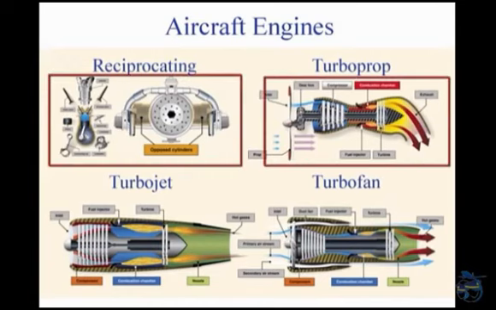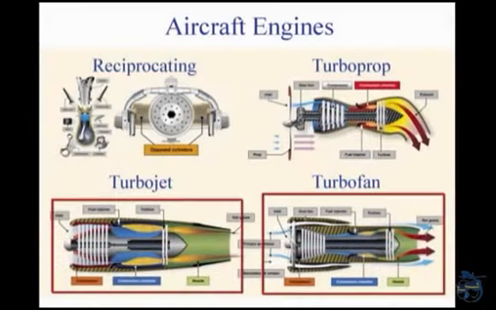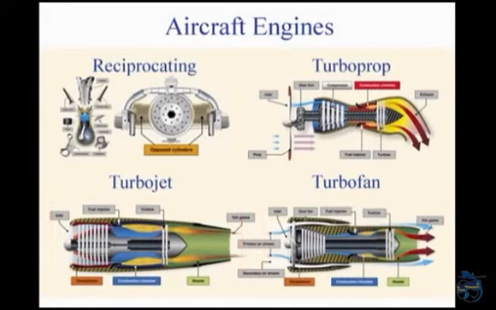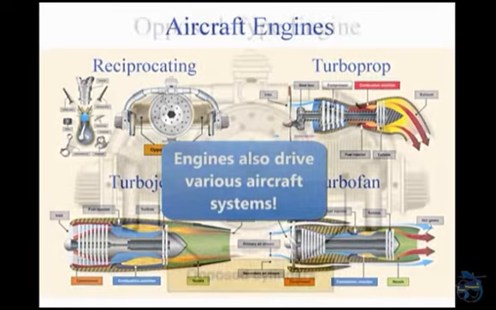Reciprocating engines and turboprop engines work in combination with a propeller to produce thrust. Turbojet and turbofan engines produce thrust by increasing the velocity of air flowing through the engine. All of these power plants also drive the various systems that support the operation of an aircraft.